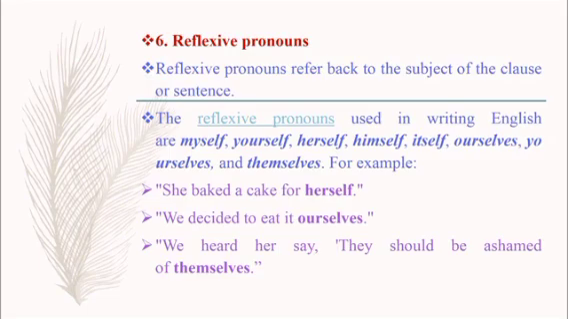For example, she baked a cake for herself. We decided to eat it ourselves. We heard her say they should be ashamed of themselves. Here, herself, ourselves, and themselves are reflexive pronouns.